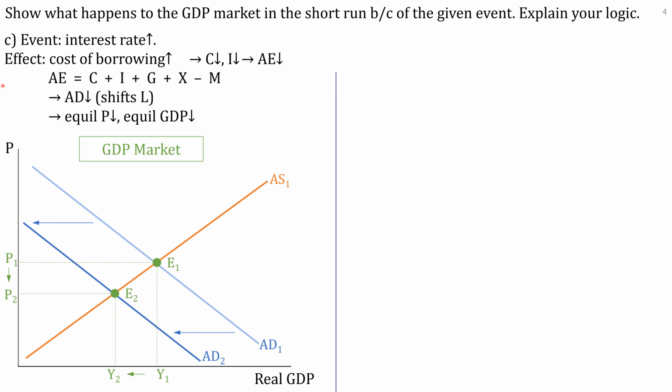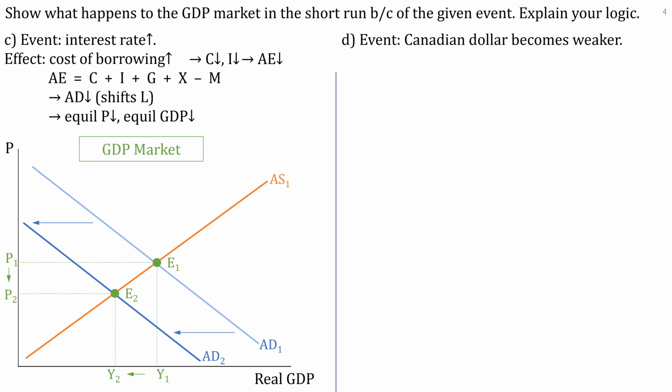So you write that down. The equilibrium price level decreases, the equilibrium GDP also decreases. This is how you should do this on a test. You should label everything, show the arrows, show the dotted lines, and the most important thing is your logic. So here, by saying that this is related to borrowing, you show your understanding of what the interest rate is.